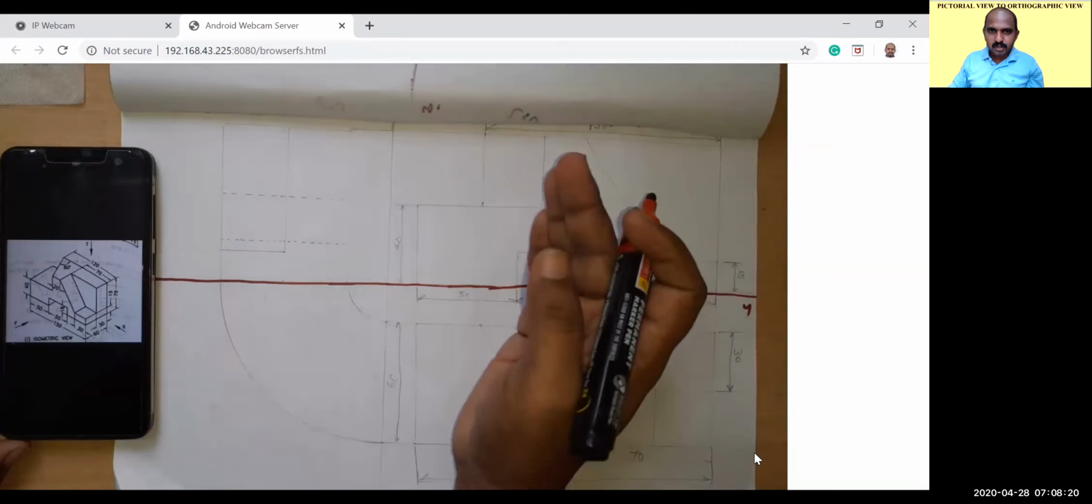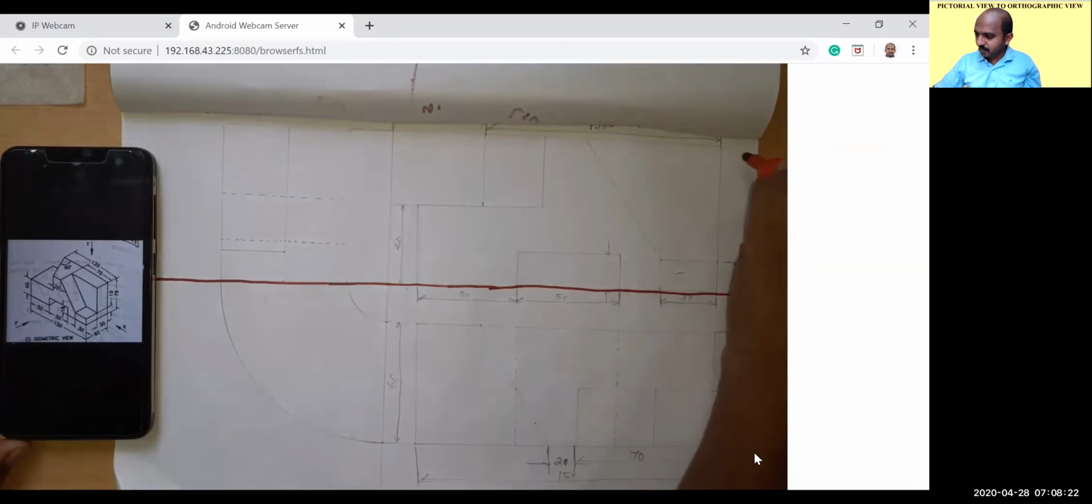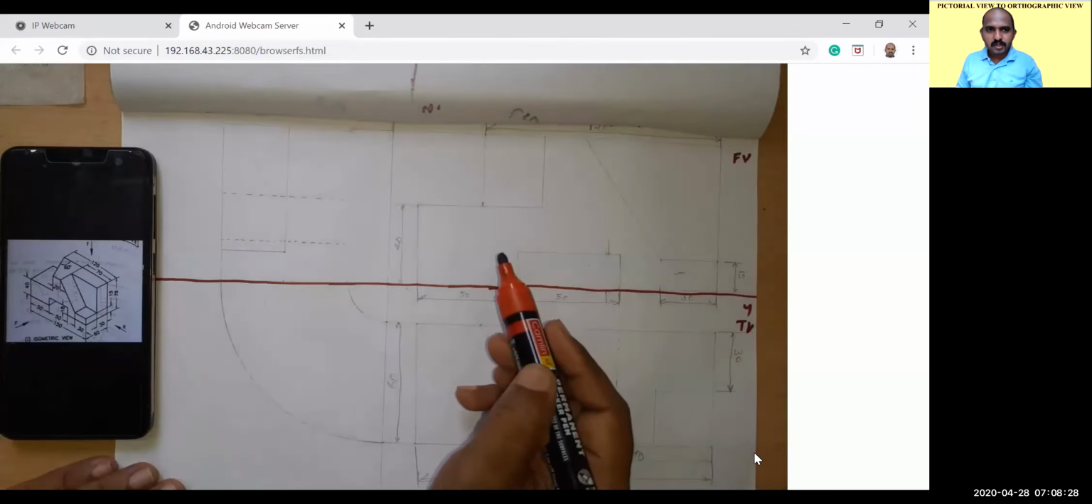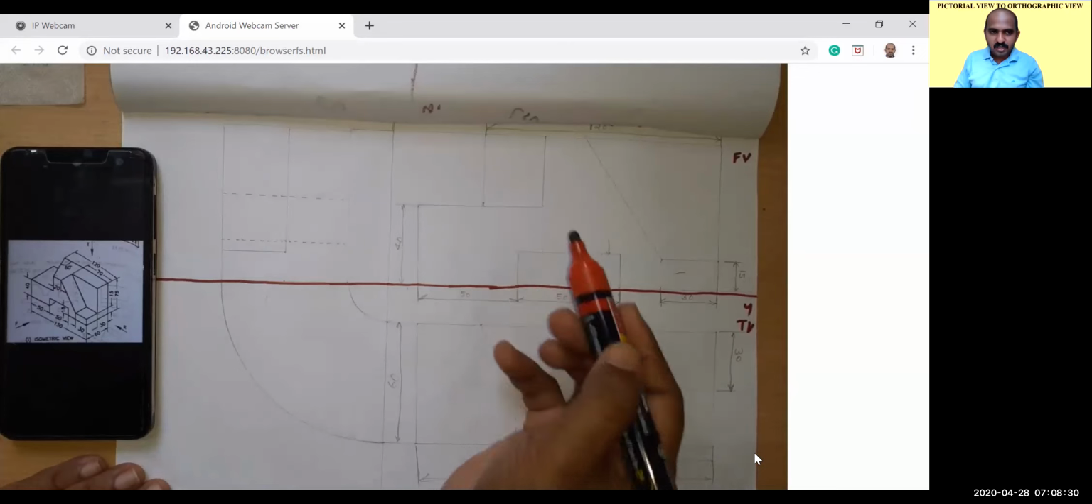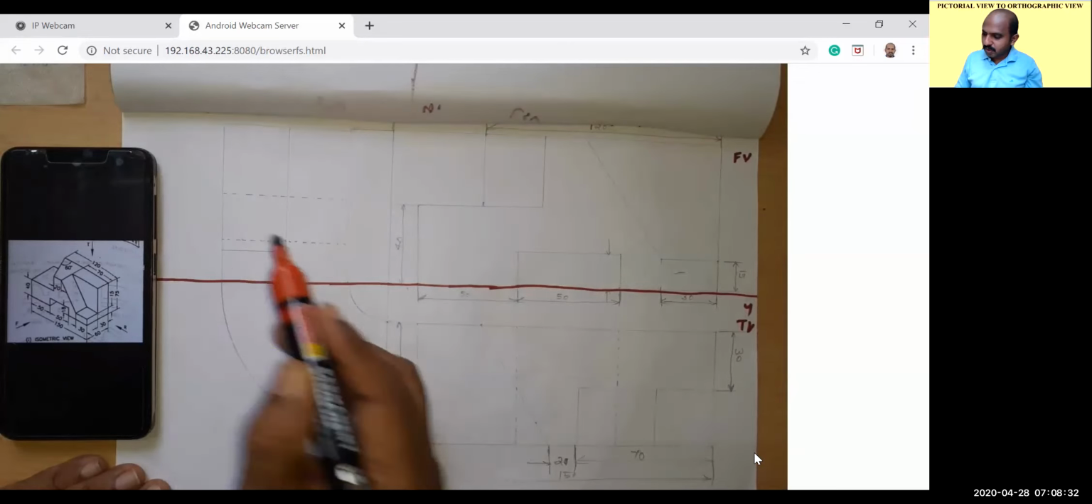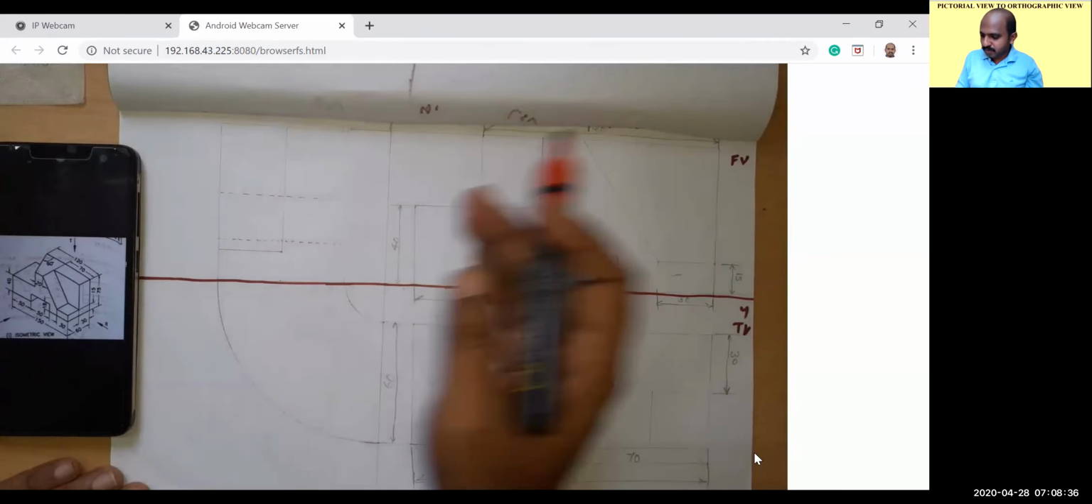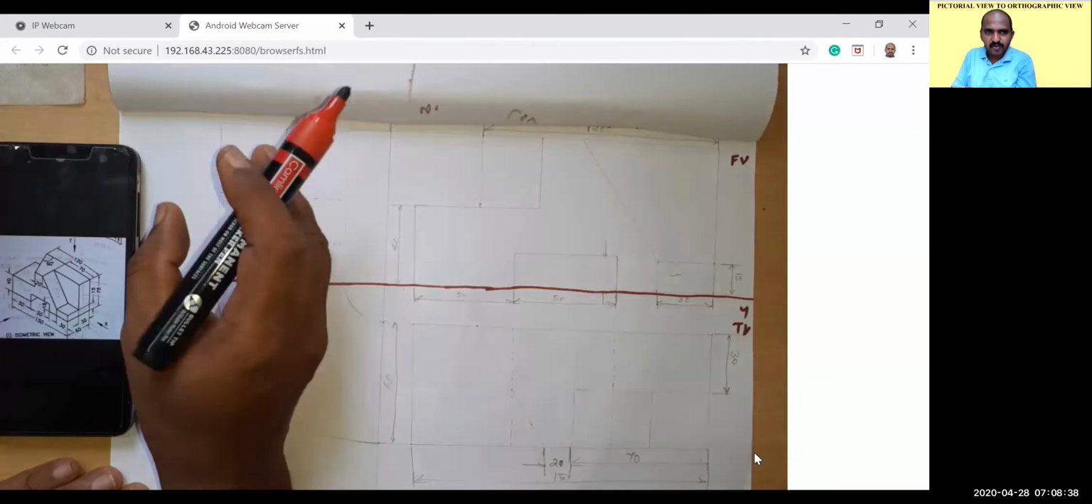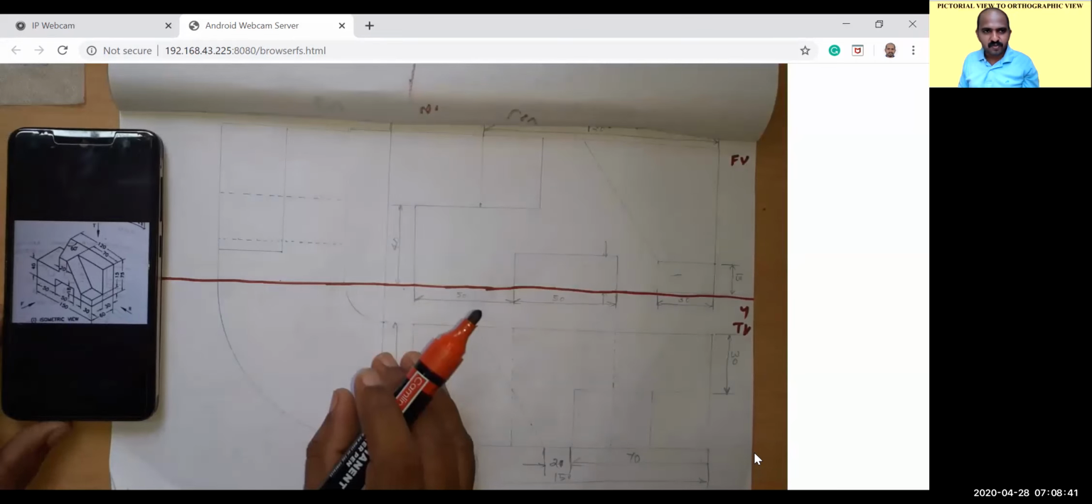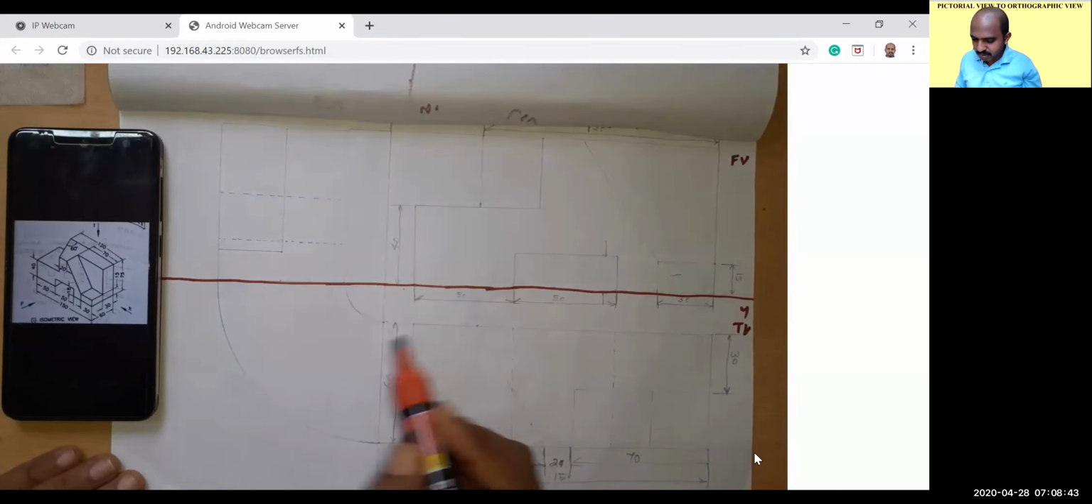This is actually your front view, and you need to draw the right side view on the left of your front view. So you give some space on the left side of your front view. Now we are going to start with the front view.